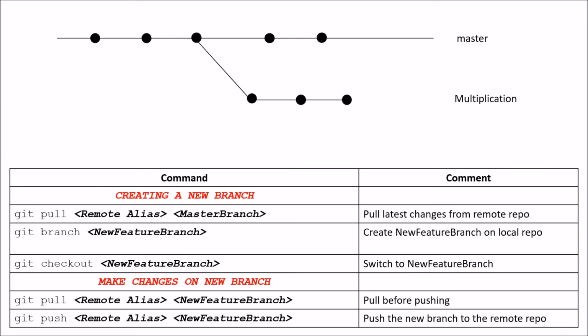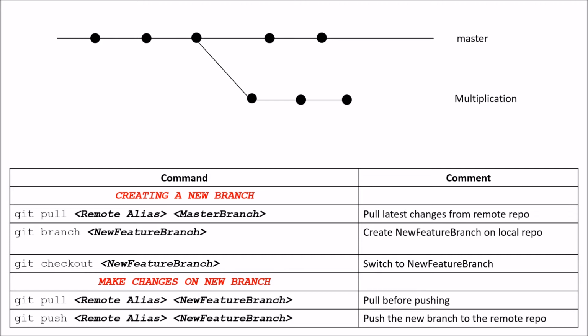The first three commands are used to create branches. In this case, we first pull from the remote repo to the master branch to ensure we have all the latest changes on our local repo, and then we create a branch and then switch to it, so all our new development will be performed on this new feature branch.